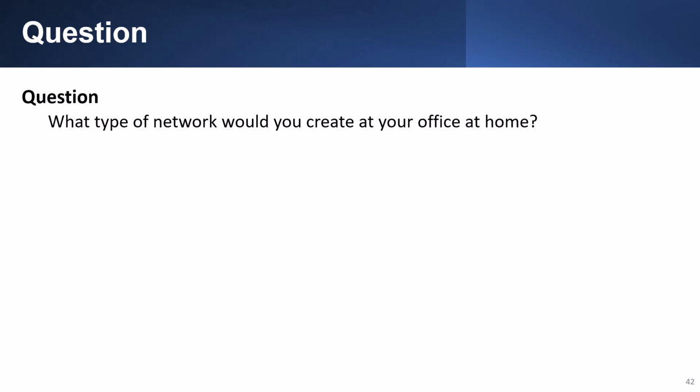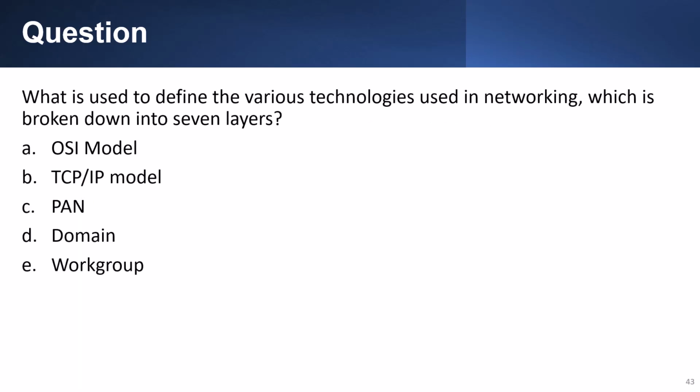Question: what type of network would you create at your office at home? Answer: SOHO. Question: what is used to define the various technologies used in networking, which is broken down into 7 layers? Answer: OSI model.